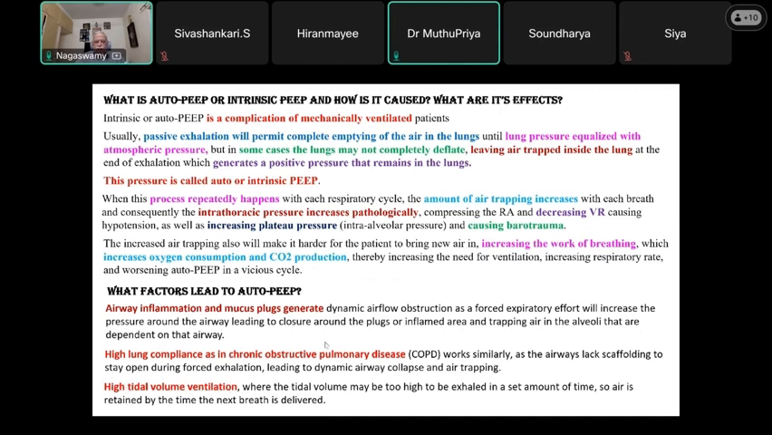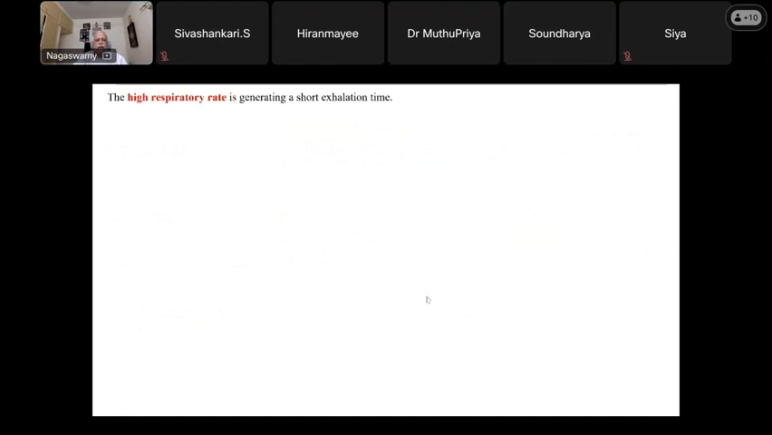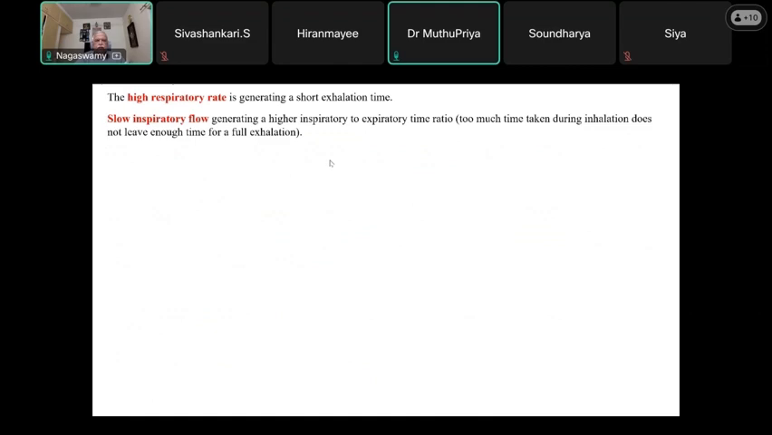These are all the things which can lead to it. That is why nowadays we go in for low tidal volume or small tidal volume ventilation, or lung protective ventilation as we call it. Okay. Now a high respiratory rate also decreases the exhalation time, and slow inspiratory flow generates a long inspiratory time. All these things are the factors which cause auto PEEP.